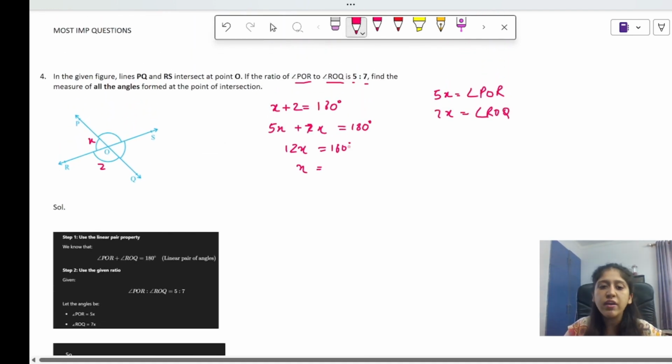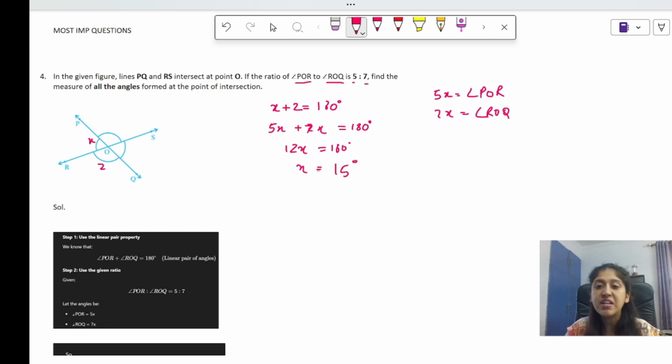Alright, I'm just solving it. So this is 15. I've actually written the solution. I'm just explaining stepwise how we actually do this. Okay, x we have got as 15.